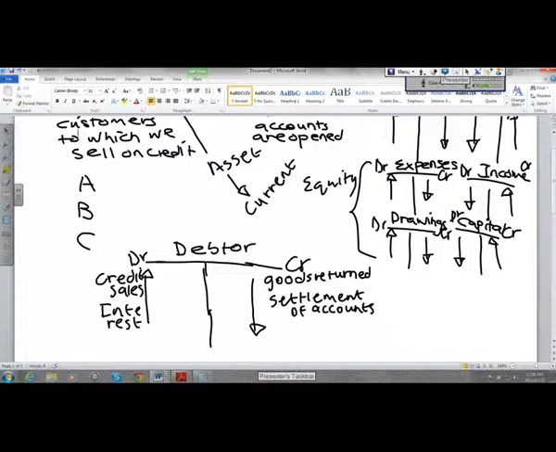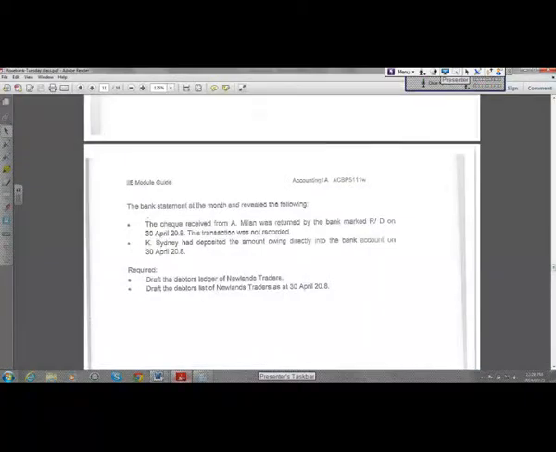So here's the question. The question is saying, prepare the debtors ledger for New Lens Traders, and then prepare a debtors list. You'll see the debtors list is actually derived from the debtors ledger, so we have to do the debtors ledger first.